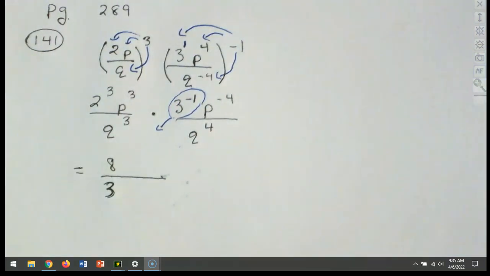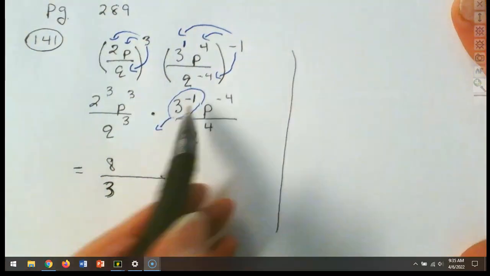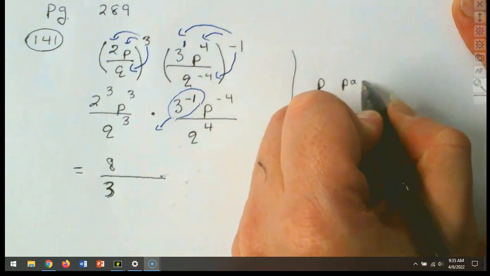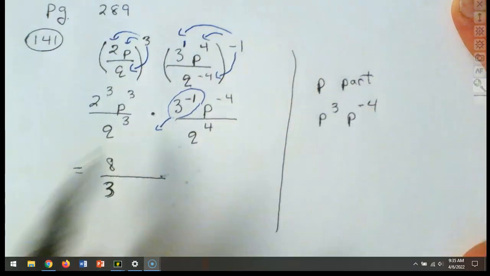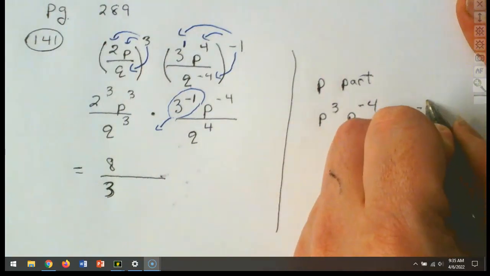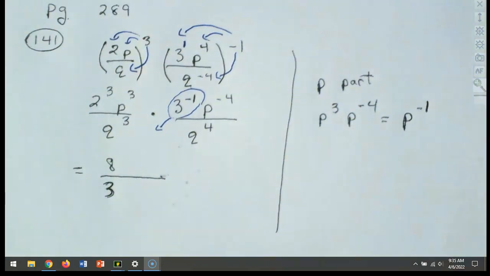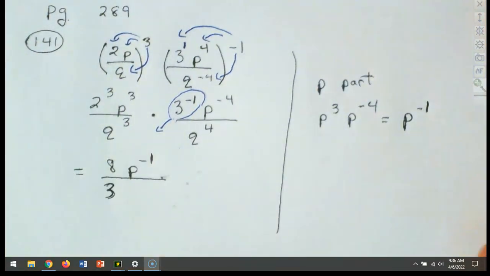Now, what about the p's? Okay, they're all in the numerator. So what can we do with these? And I'll do some work over here so we can see. What about the p part? What do we have? We have p to the 3rd, p to the negative 4th, right? Because that's all together here. And what do we do with those? Those exponents are not going to multiply, right? No parentheses. So these add together, and that makes it p to the what? Negative 1st. Is everybody okay with that? So that piece is there. So that's p to the negative 1st there. We'll deal with that negative exponent here in a moment.